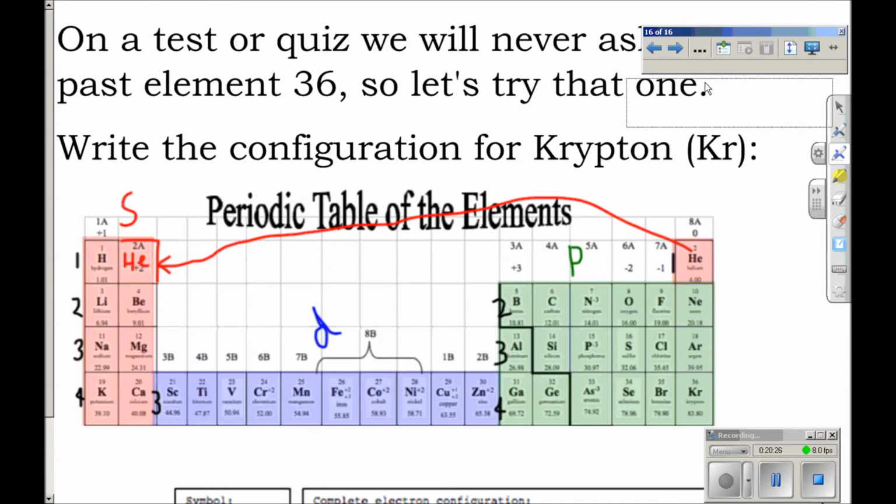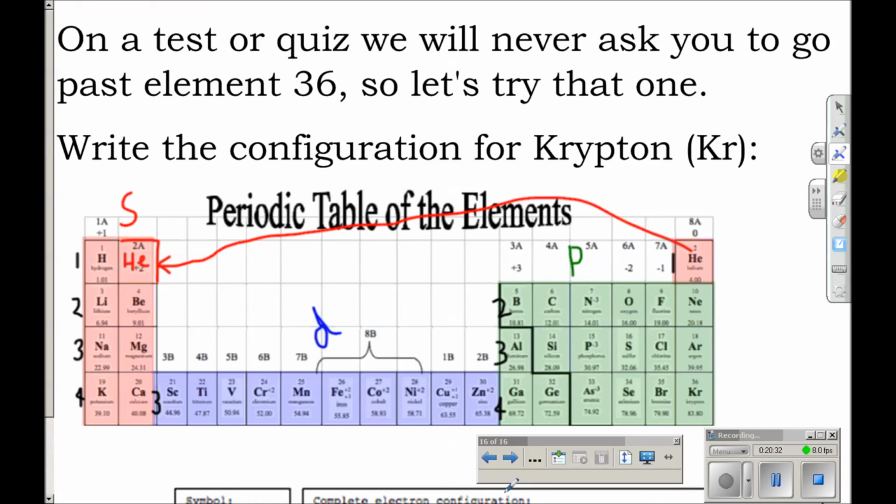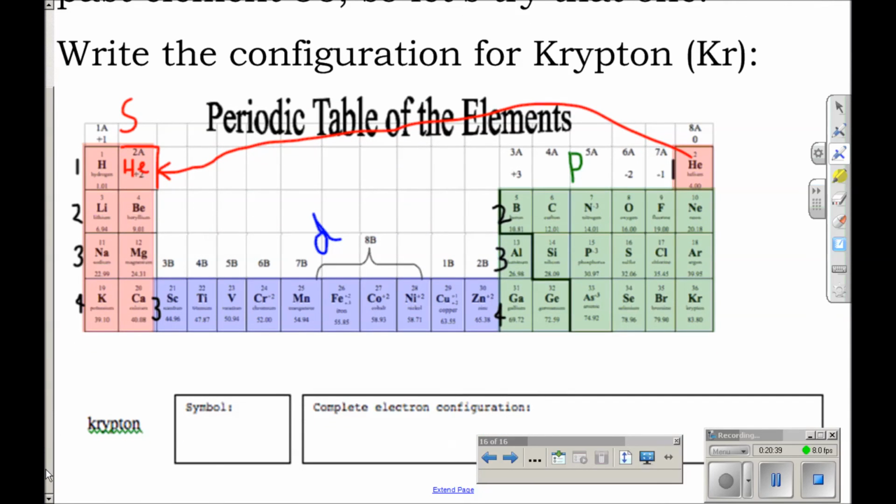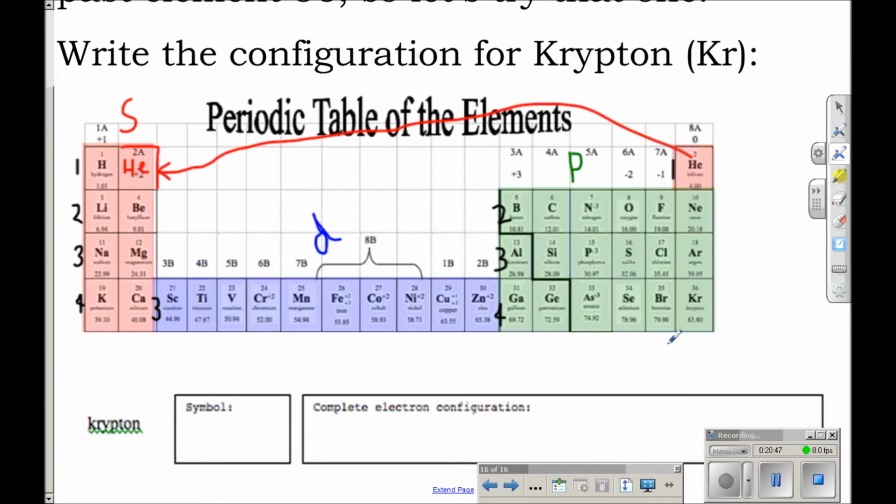On a test or a quiz, we will never ask you to go past element 36 to write an electron configuration. So let's try that one. This is the longest configuration we could ever ask you to write, so we might as well just go for it. So Krypton is over here, and again, I can't read that very well. I hope that's a mass of rounded to 84. Krypton is element 36, Kr. So we start over here, as always.